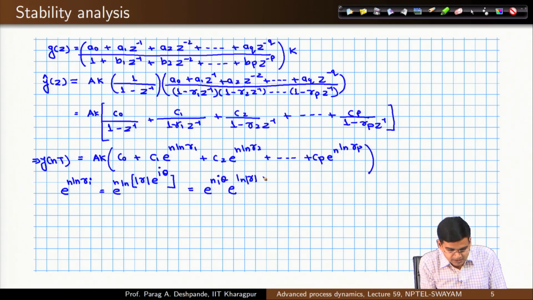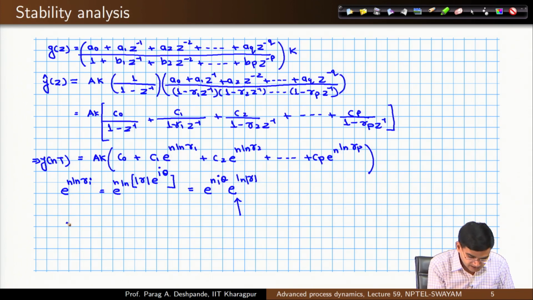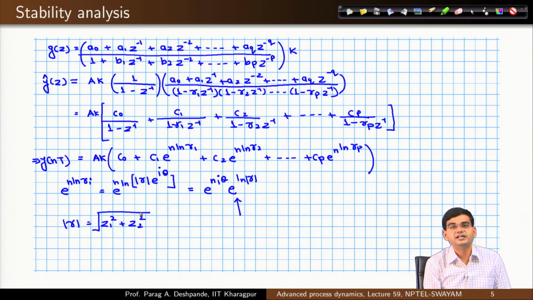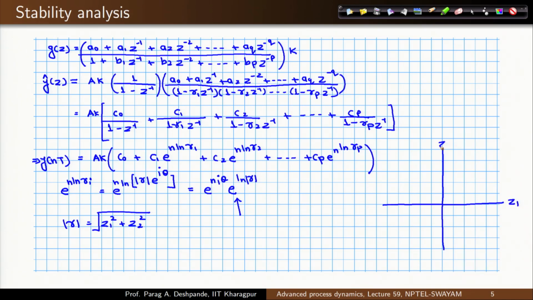Okay. So, now what we see here is that we have e which is raised to the power ln r, and what is ln r? R modulus is root over z 1 squared plus z 2 squared, right. So, if I draw a plane in which I have z 1 the real part on the x axis and z 2 the imaginary part on the y axis, then I have a unit circle, okay.